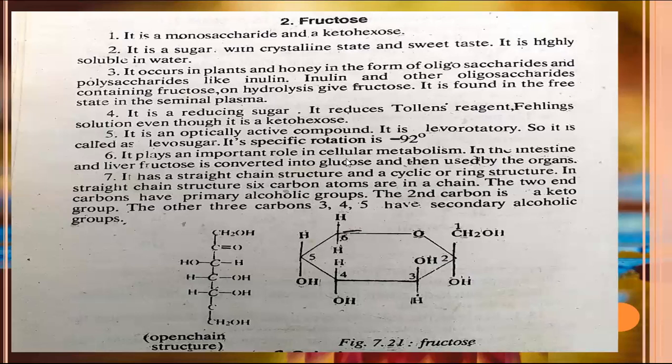It plays an important role in cellular metabolism in the intestine and liver. Fructose is converted into glucose and then used by the organs. It has a straight chain structure and a cyclic or ring structure. In the straight chain structure, six carbon atoms are present. The two ends of carbon have primary alcoholic groups, and the second carbon is a ketone group. The other three carbon atoms, the third, fourth, and fifth, have secondary alcoholic groups. And the last carbon is a CH2OH group. It is the monosaccharide, its structures and functions.